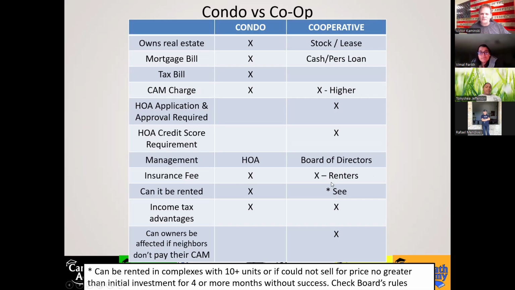Condos can be rented. Co-ops usually cannot be rented unless there are 10 or more units and you've been trying to sell it for at least 4 months for a price no greater than what you paid for it. And income tax advantages are identical for both condos and co-ops. And for co-ops, if your monthly maintenance charge is not being paid, it could affect your neighbors, but not in condos. In a condo, each unit is a financial entity unto its own. Your neighbor can get foreclosed on and it does not affect you.